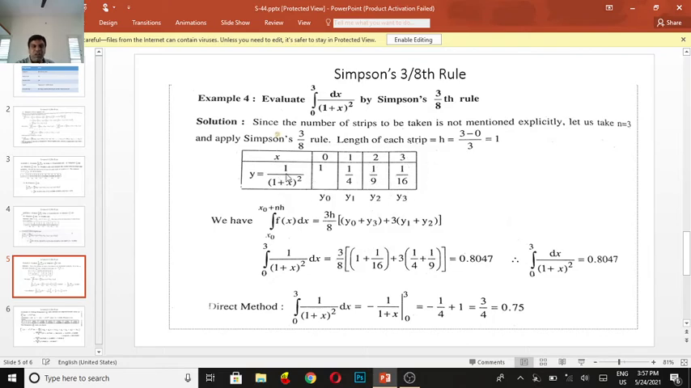So you are putting values of x in 1 by 1 plus x whole square, not x square. Put x equal to 1: 1 by 1 plus 1 whole square is 1 by 2 whole square, so 1 by 4. If you put x equal to 2, 1 by 1 plus 2 whole square, 1 by 3 whole square is 1 by 9. If x equal to 3, 1 by 1 plus 3, so 1 by 4 whole square.